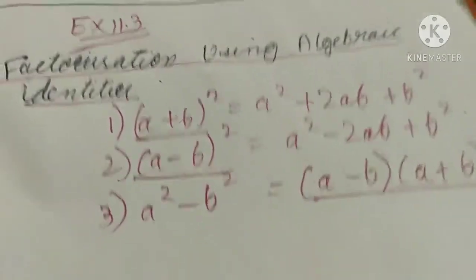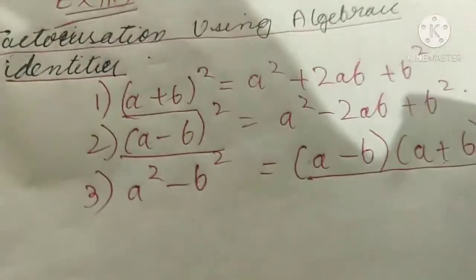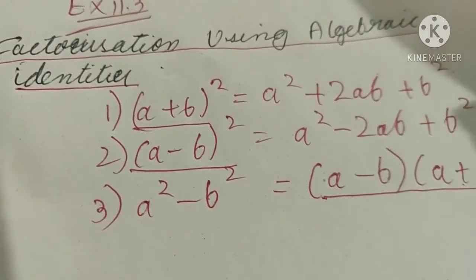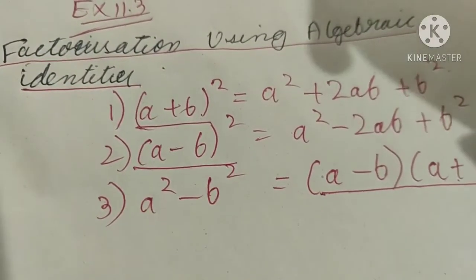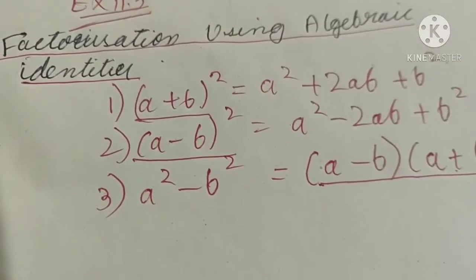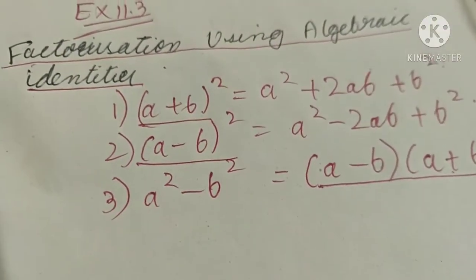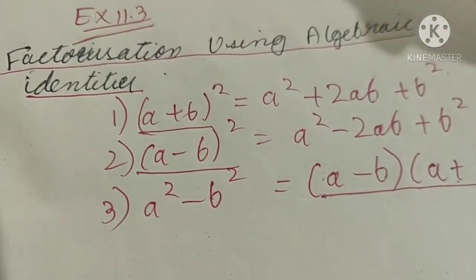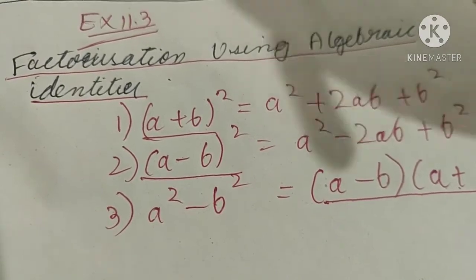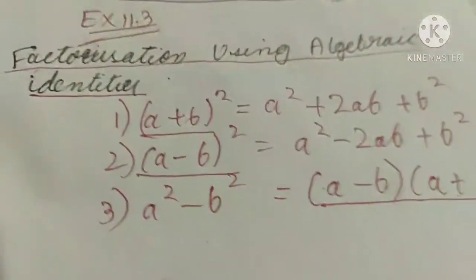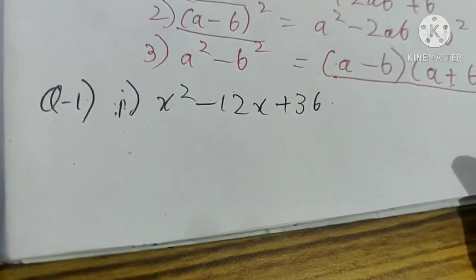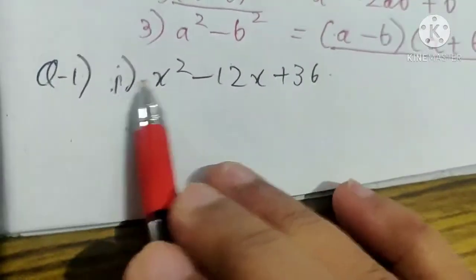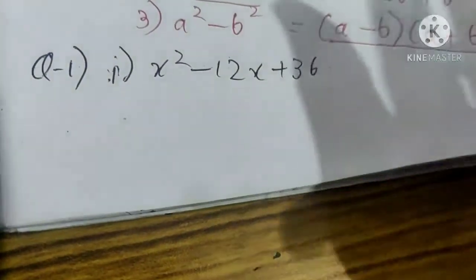So you have to find what pattern is given in the question. Starting with the questions here, in this exercise you will only understand these questions with the help of examples. I cannot explain it directly. Using examples you will understand this topic very easily. So starting with the first question, x^2 - 12x + 36.